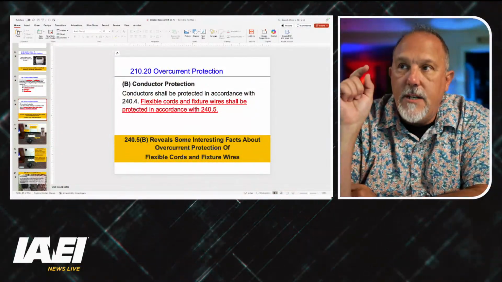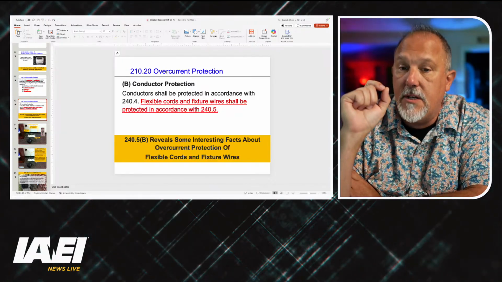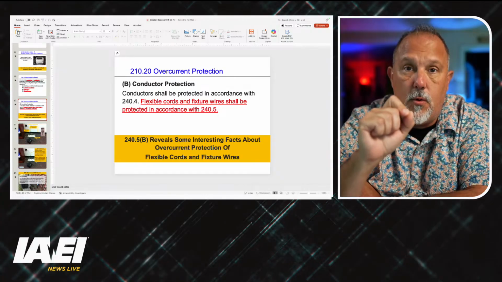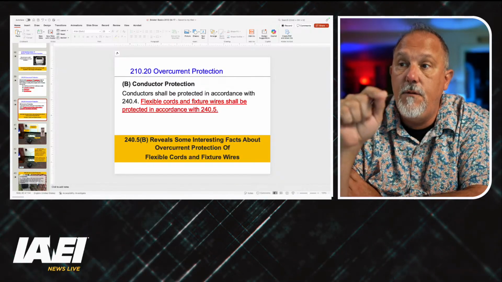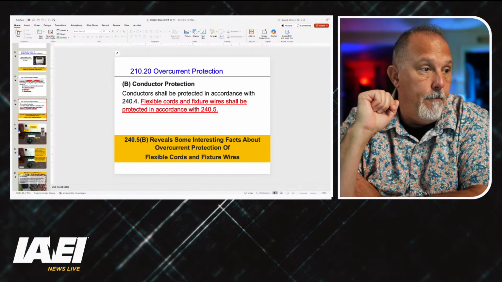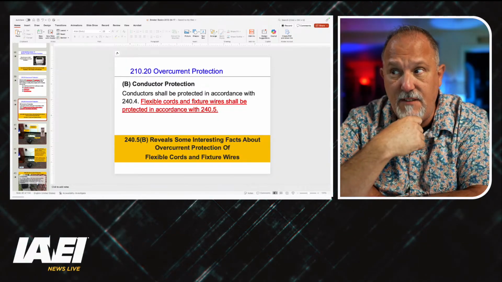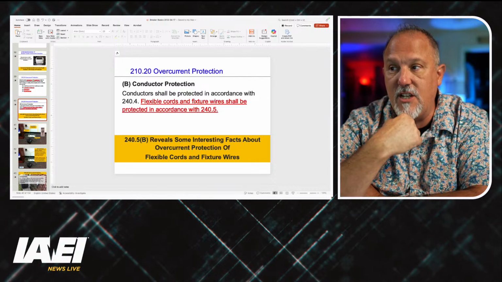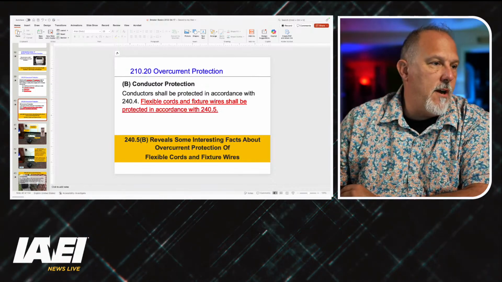That is why right over here we had in 210.20, it tells us conductors shall be protected in accordance with 240.4, but it says flexible cords and fixture wires shall be protected in accordance with 240.5. And I have on my slide, 240.5 reveals some interesting facts about overcurrent protection of flexible cords and fixture wires. 240.5(B).